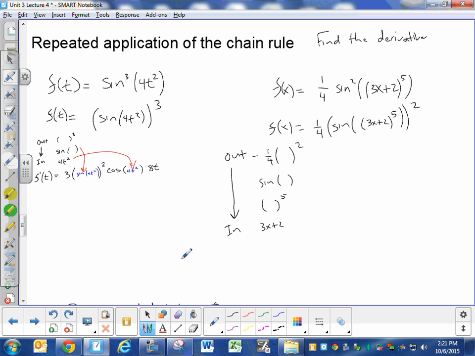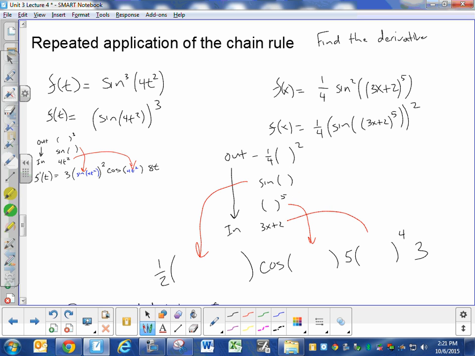If we want to take the derivative, we just start from the outside. Now the 2 gets multiplied by the 1/4. You subtract 1, you just get 1/2 times everything that's in there. Then the derivative of the next piece would be the cosine of whatever's in there. Then the derivative of the next piece would be 5 times stuff to the 4th power. And then we finish off with the derivative of the last piece, 3. What goes in here? The sine stuff goes in here. This goes in here, that goes in there.